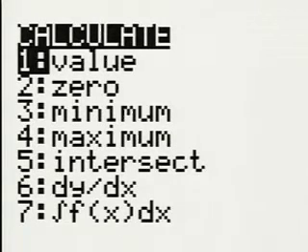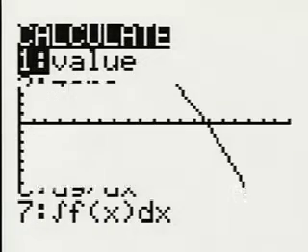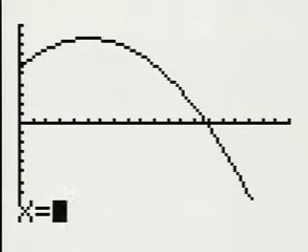And we want to find out what the value is in 2010. So we're going to go to our calc menu, and we want the value of the function. So we're going to pick option number 1. In 2010, that corresponds to x equal to 18. So we want to put in x equals 18 and hit enter. We can see that the interest rate in 2010 is predicted to be negative 10.343.